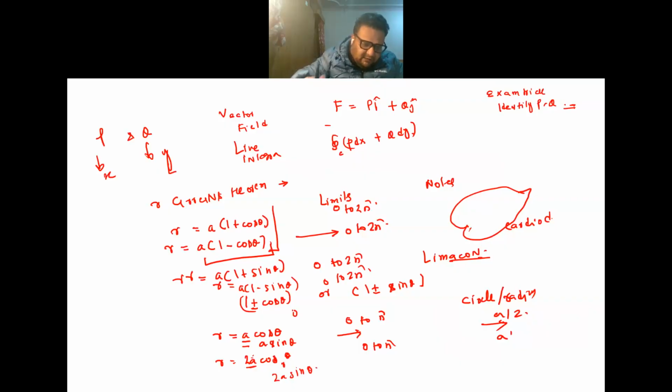Now, if you have another condition here, let's say r is equal to a cos nθ, or r is equal to a sin nθ, in these scenarios, where we have added a value of n, then for odd cases of n, the limit will be a half cycle.